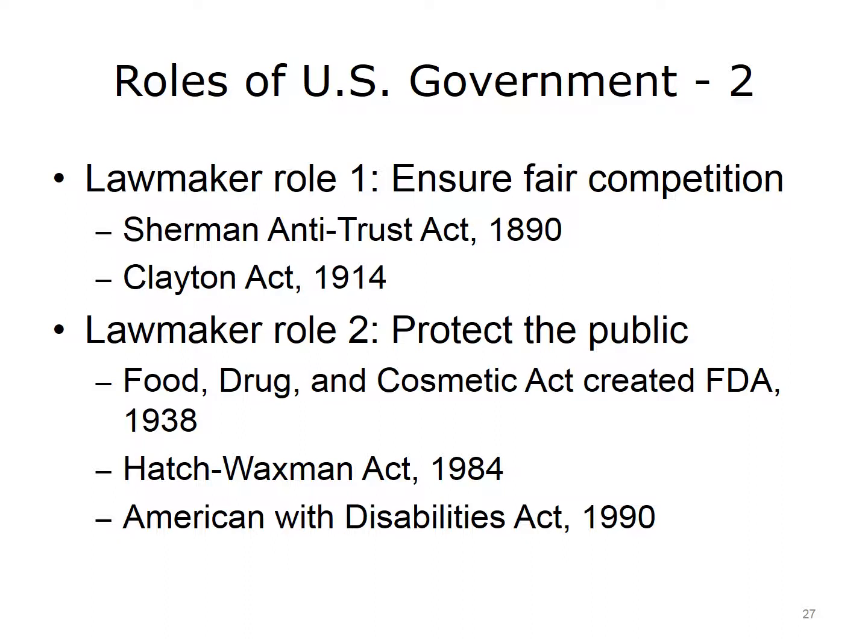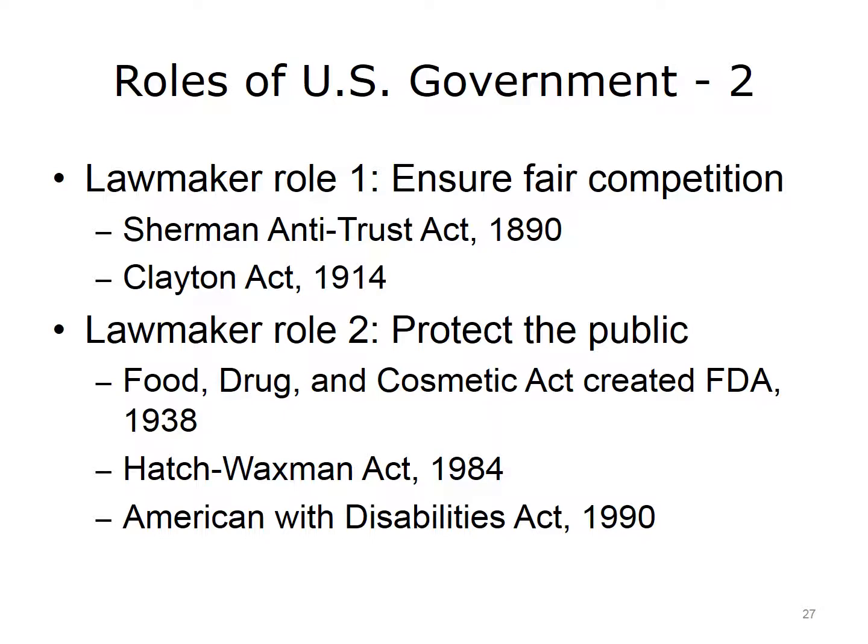One objective of the government's third role, that of lawmaker, is to ensure fair competition. An example is the Sherman Antitrust Act of 1890. This law prohibits restraint of trade and monopolization, where one company takes over all of the business for a particular product or service to the exclusion of other competitors. In 1914, Congress passed the Clayton Act to close loopholes left by the Sherman Act. The Clayton Act addresses the pricing of goods and services, also known as price fixing, and targets monopolies and exclusive arrangements that restrict fair competition.